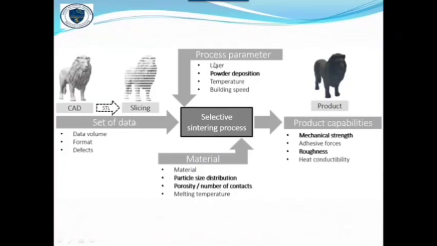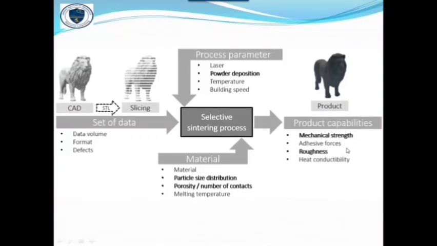After the completion of the process parameters and the material, we can come to the conclusions about the final product. After making this final product and completing the post-processing, next we'll move on to the product capabilities. This covers whether this particular component has mechanical strength or not, or whether adhesive forces are constructed by the product or not.